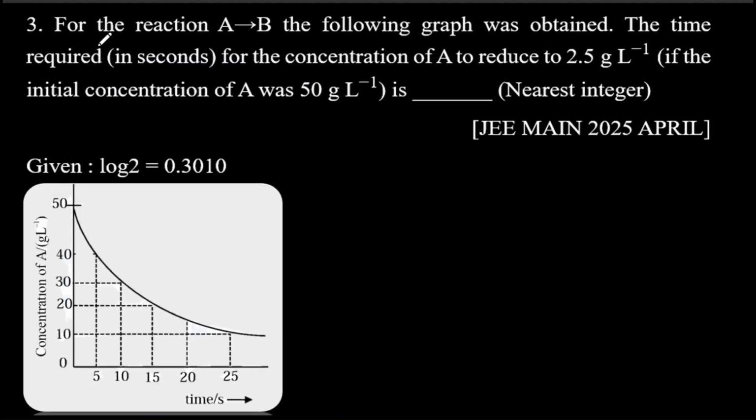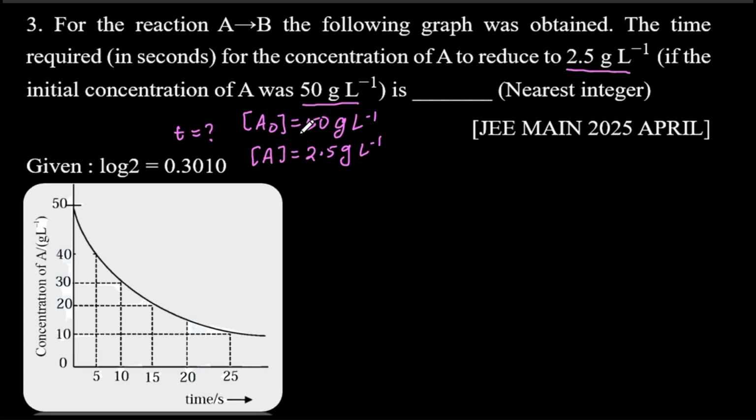The next question is, for the reaction A gives B, the following graph was obtained. The time required for the concentration of A to reduce to 2.5 gram per liter if the initial concentration of A was 50 gram per liter. So the initial concentration of A is given as 50 gram per liter, and the concentration of A at some time is 2.5 gram per liter. So what is the time required to reduce the concentration from 50 to 2.5?